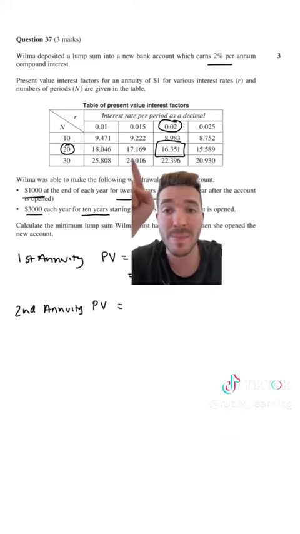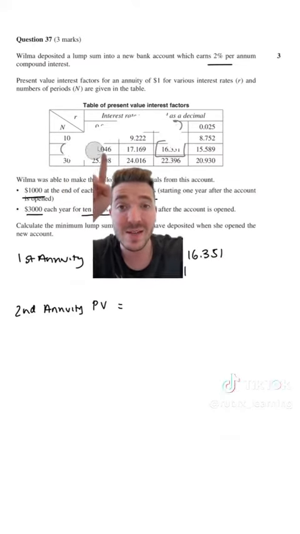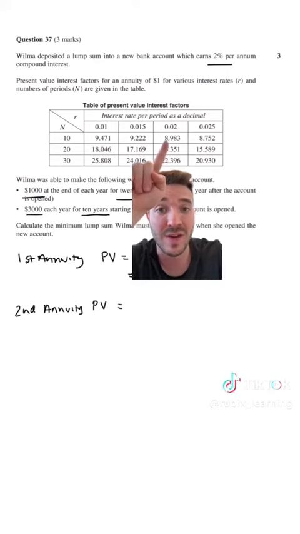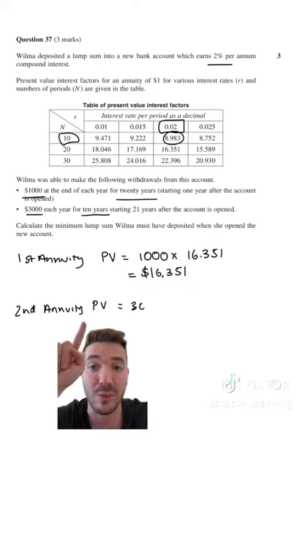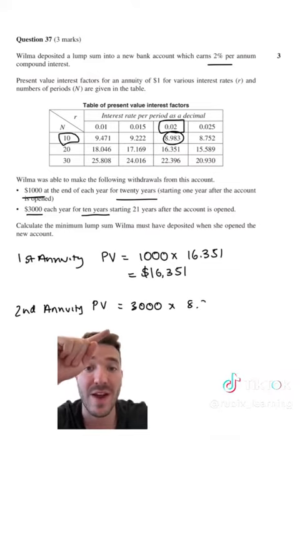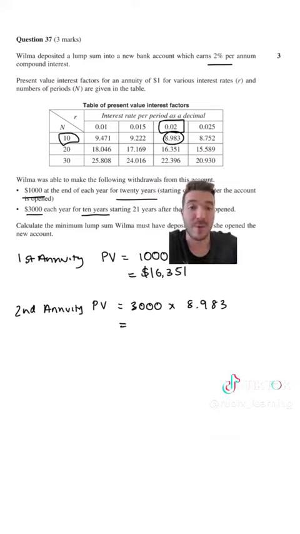So we're going to match up our period, which is going to be 10 years with 2%, giving us a present value factor of 8.983. So the present value here is the $3,000 payments times the factor of 8.983. Okay, so this means the present value of the second annuity is $26,949. But this is where students get confused.